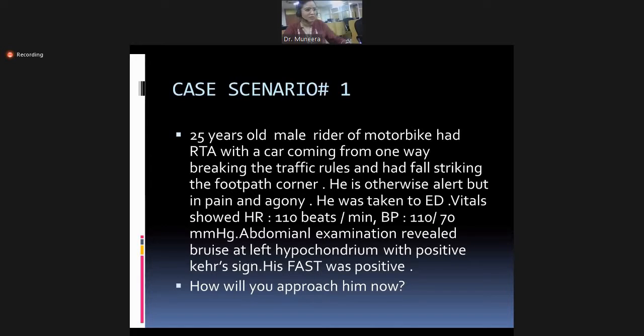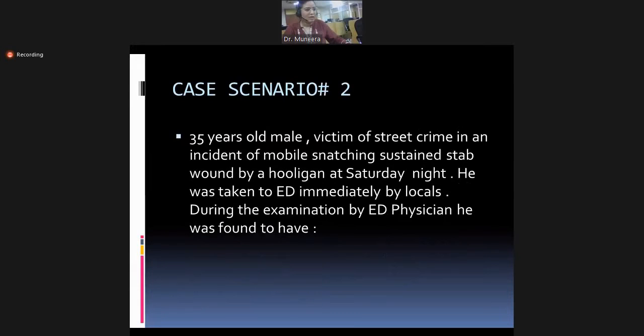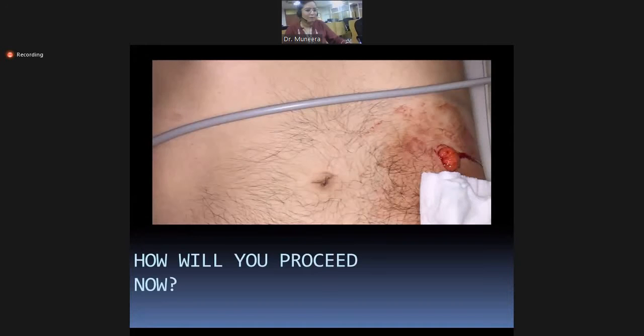Now question 2 is a 35 years old male victim of street crime in an incident of mobile snatching, who sustained a stab wound by a hooligan on Saturday night. He was taken to the emergency department immediately by locals. During the examination by the emergency physician, he was found to have the following. Can you see the picture? What you can see in the picture is a finding of this injury. Now, how will you proceed in this case?